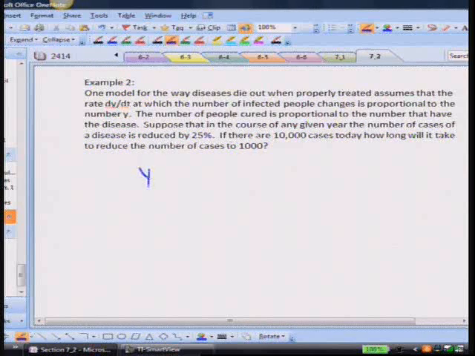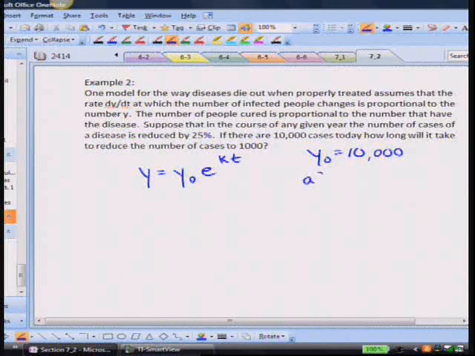Well, okay, we have this equation, y equals y naught e to the kt. And we don't know the rate, we don't know k, but we have some information that can help us figure out what k is. We know that at the end of a year, you have a reduction by 25%. So your initial amount that you started with is 10,000. So after 1 year, how many cases do you have?